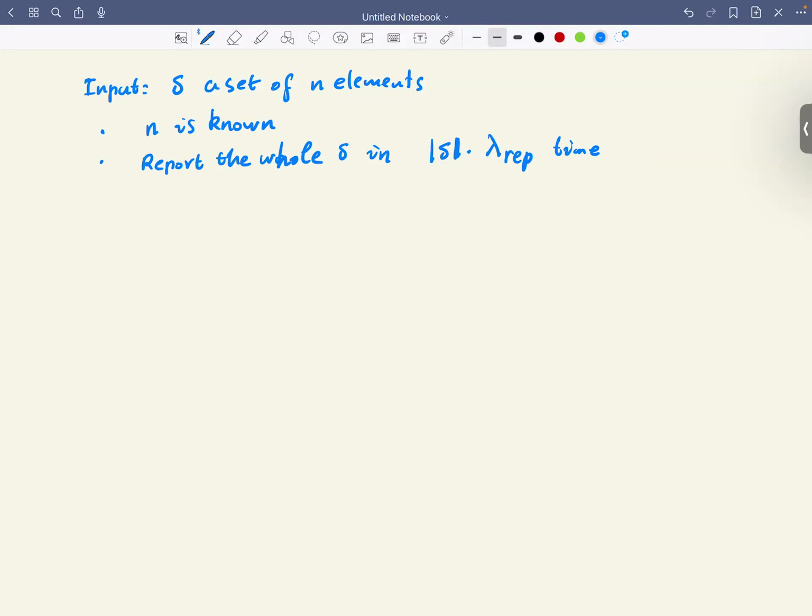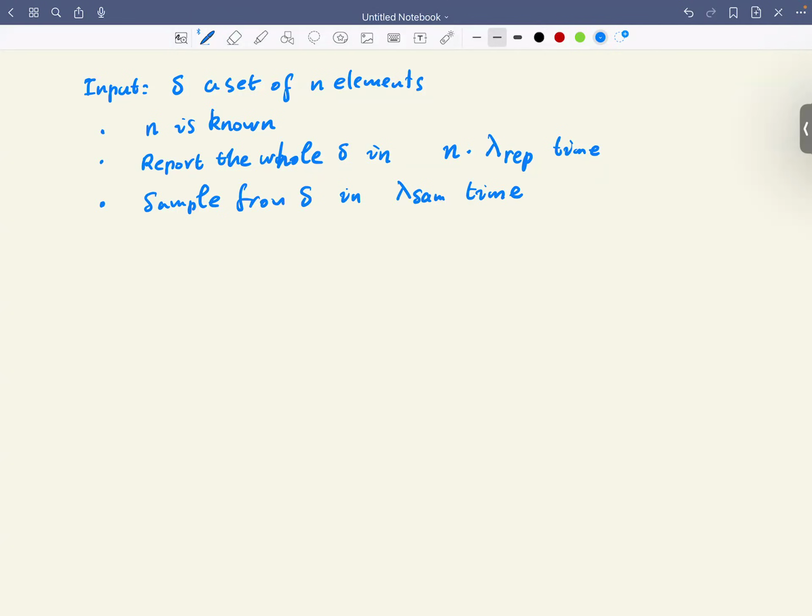I would probably say something like this: n times lambda rep. So this is reporting. And you also have another algorithm that is able to sample from S in lambda samp time. For example, if you can sample from S in log n time, then this lambda samp will be log n. So you get the idea.